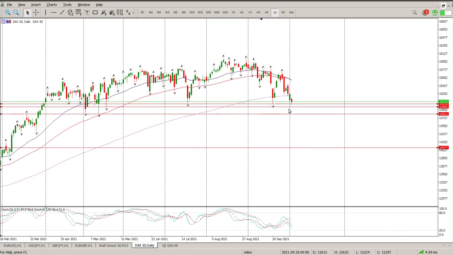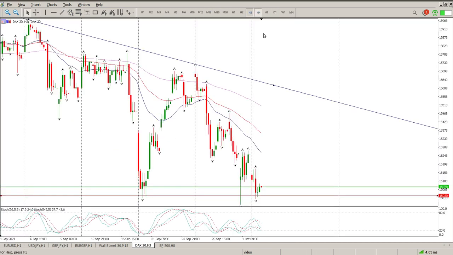However, we do need to break through the structure, and every time we come here, look what happens. We get buyers stepping in. So a little bit cautious to be jumping in short here. Ideally, what you want to be doing is wait for the pullback. So let's use a 3 hour rather.